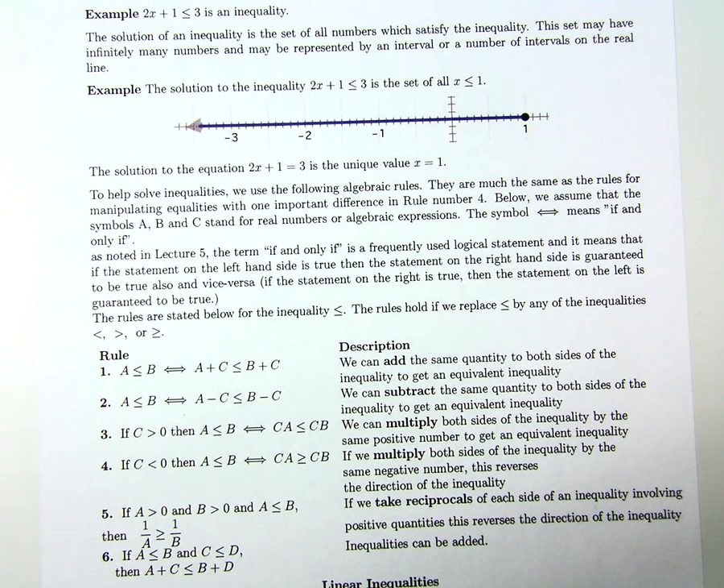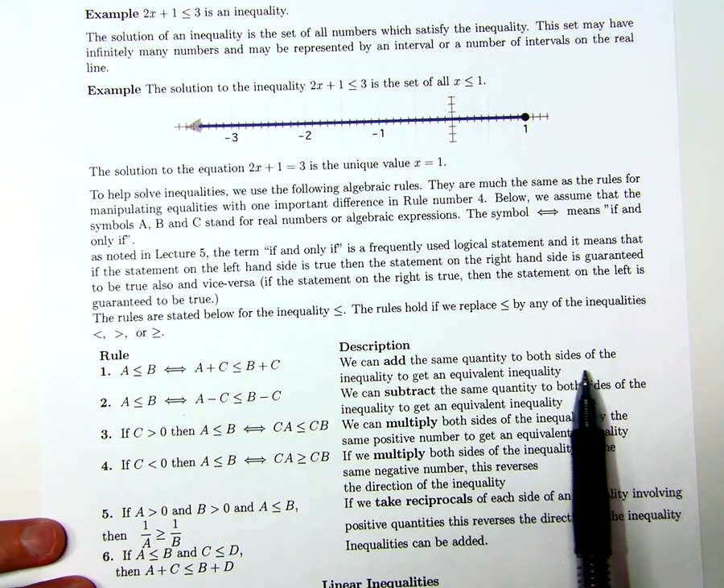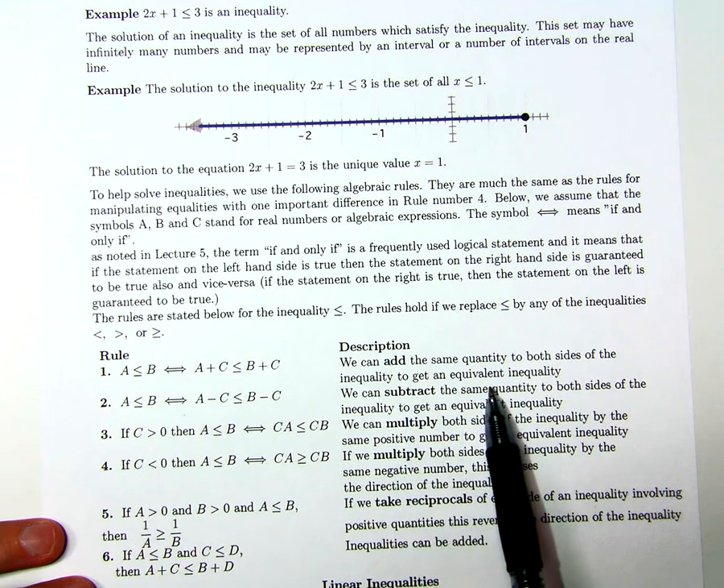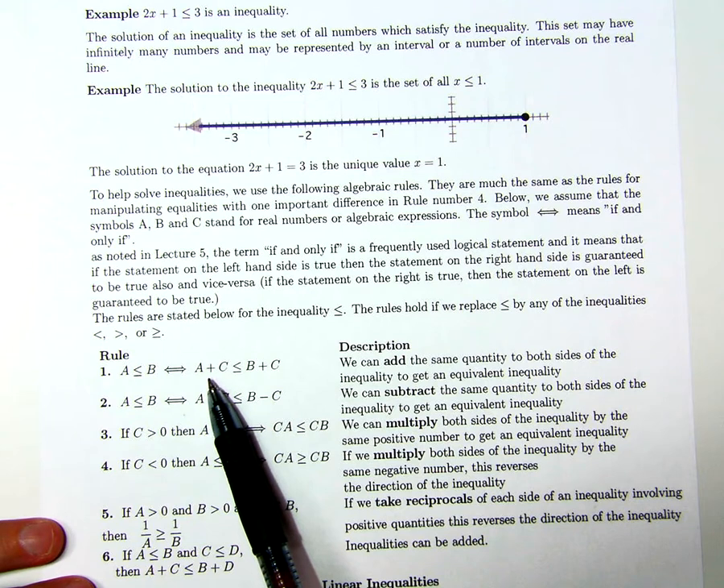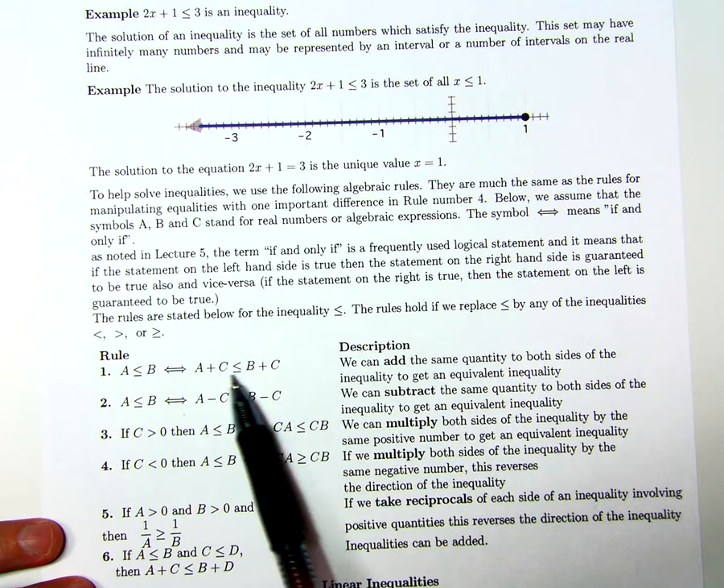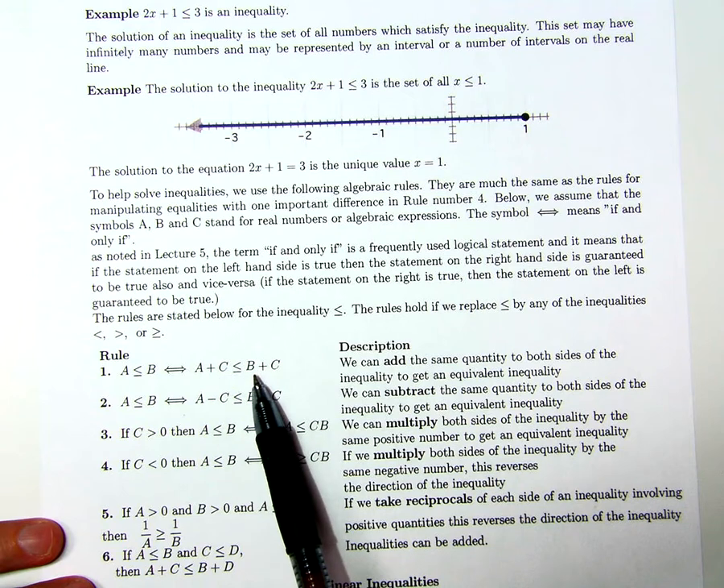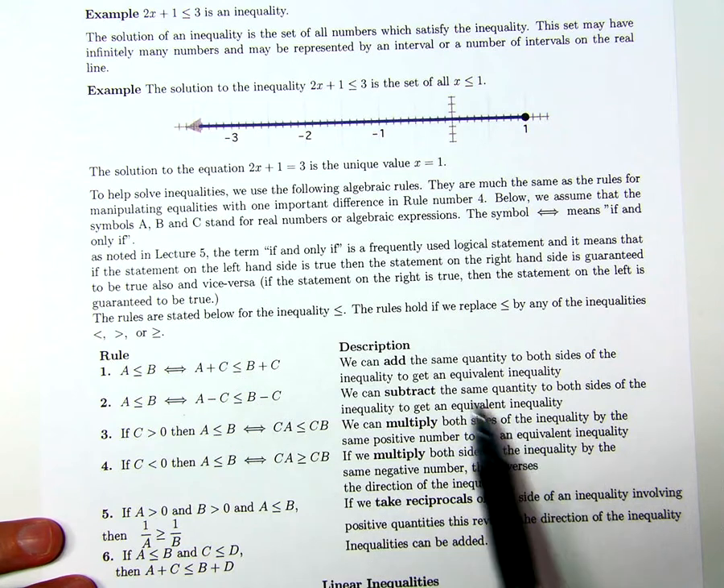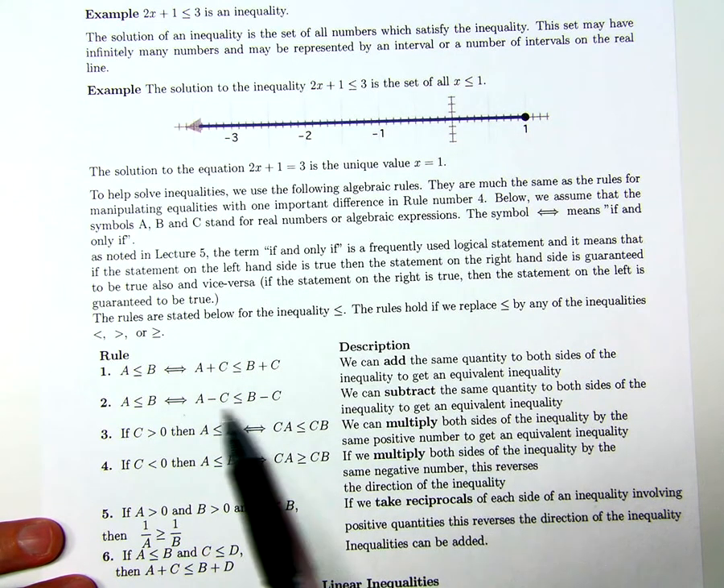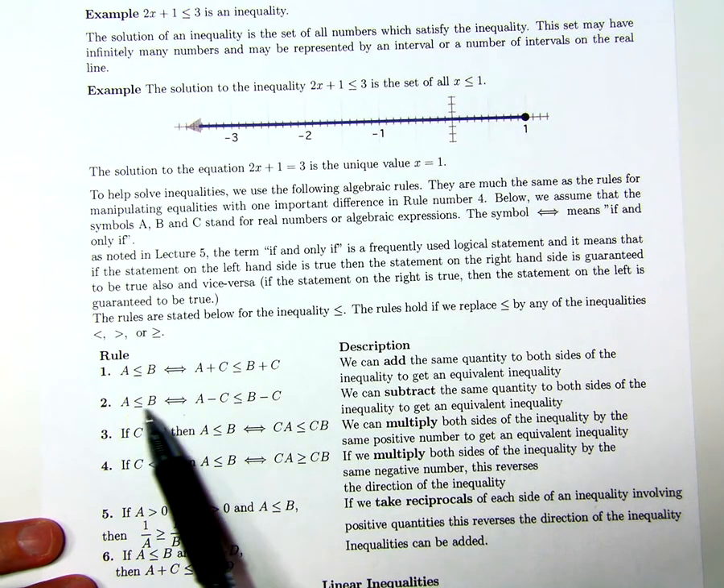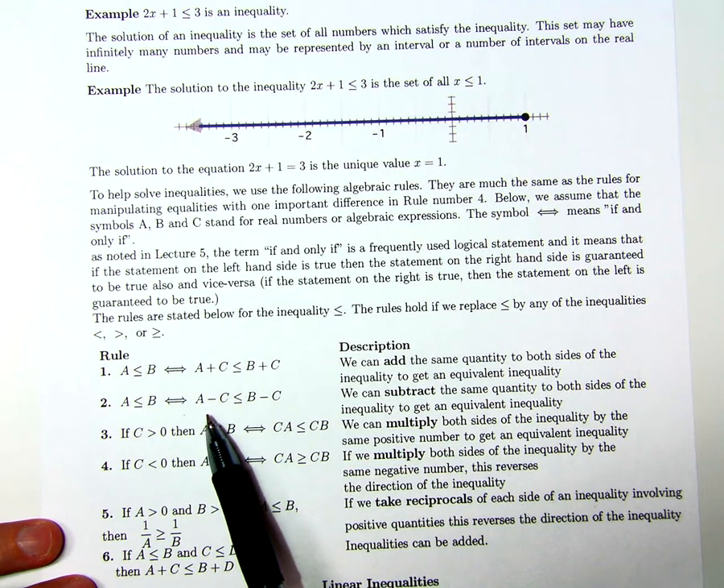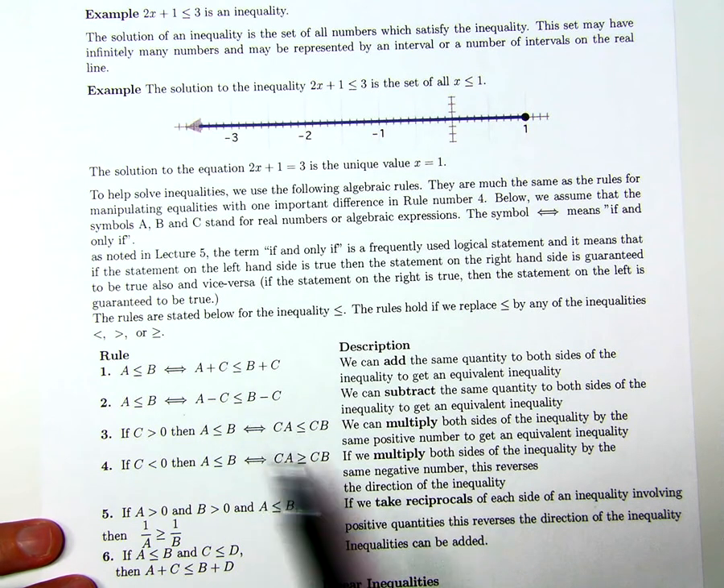Well, what are the rules? As with equalities, I can add the same quantity to both sides and I get an equivalent inequality. So if I have a less than or equal to b, I can add some quantity c to both sides. As long as I add the same quantity to both sides, the solution set of the inequality should remain exactly the same. If I subtract the same quantity from both sides, the solution set should also remain exactly the same. So a is less than or equal to b is the same as saying that a minus c is less than or equal to b minus c.